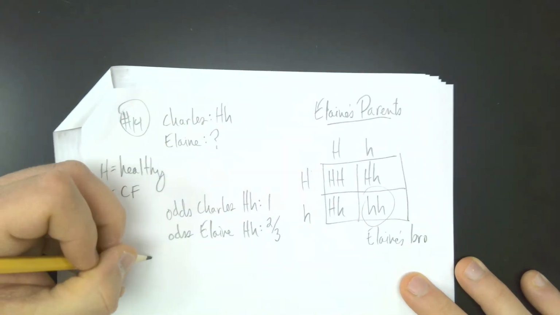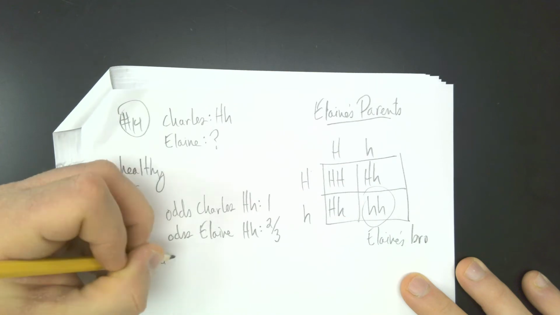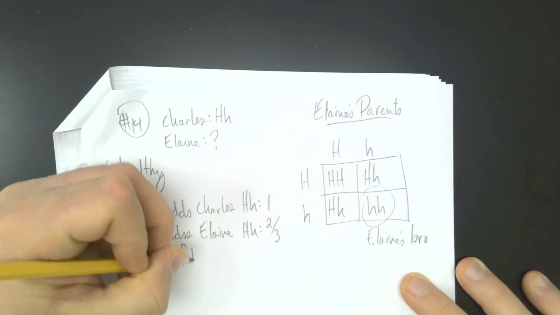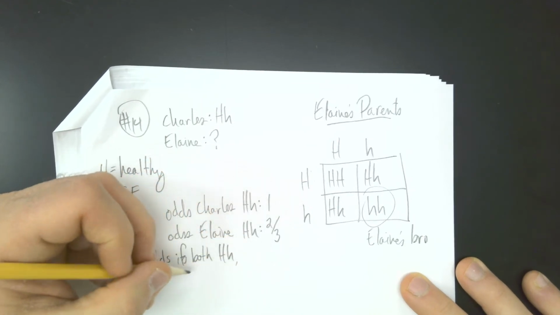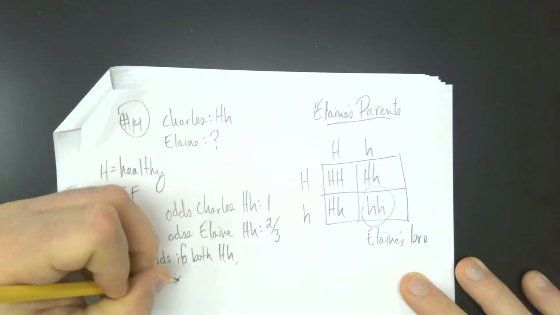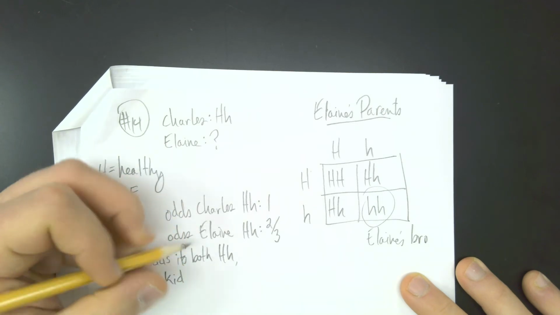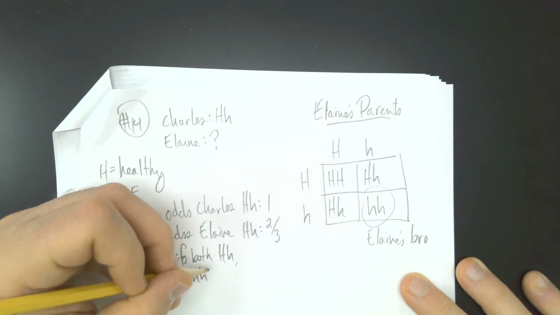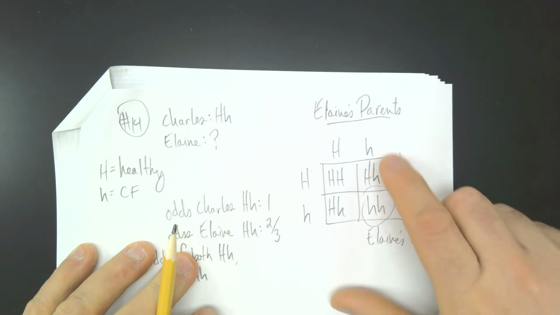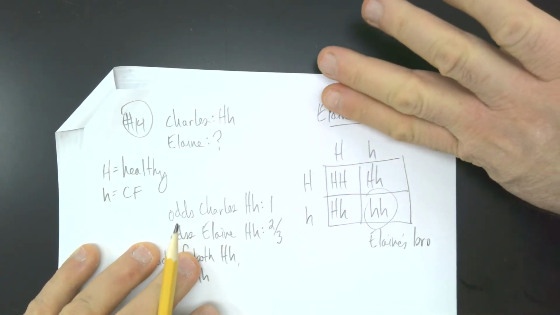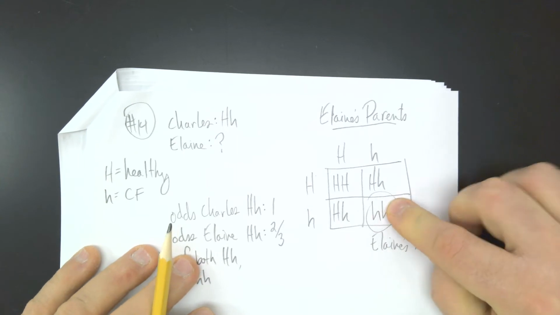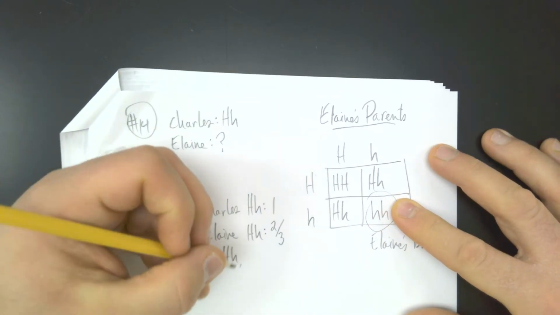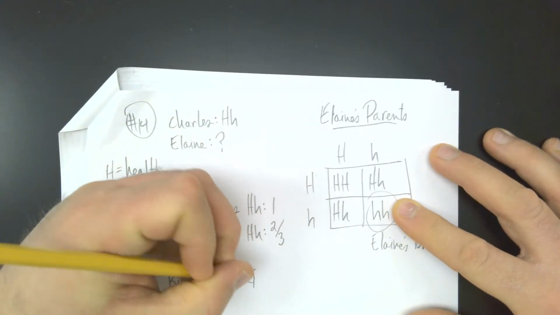Okay, now the last thing is, what if they both have it? So the odds, if both heterozygous, that they would have a kid that is homozygous recessive. If, again, we just sort of ignore the fact this is Elaine's parents, if this is Charles and Elaine, the odds that they could have a kid with CF would be 1 in 4.